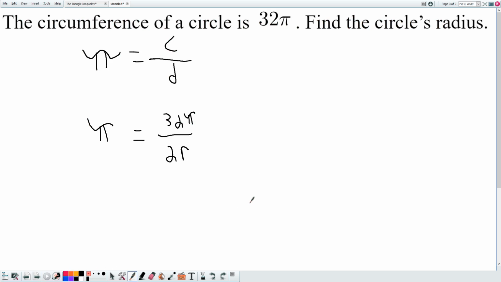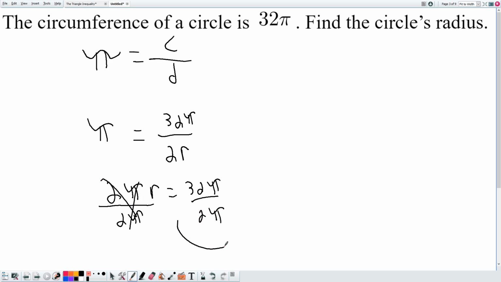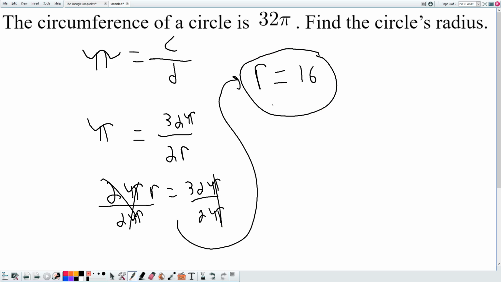Now, if we do some simple simplification, we have that 2 pi r is equal to 32 pi. If we divide both sides by 2 pi, we cancel out and solve for r. We get that r is 32 divided by 2, which is 16, and pi over pi cancels out. So our radius is equal to 16.